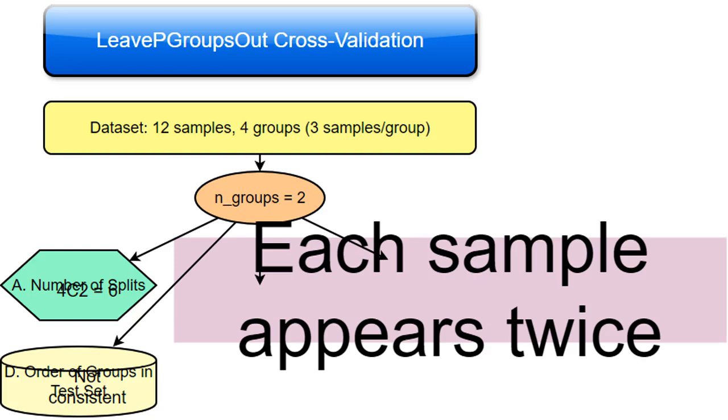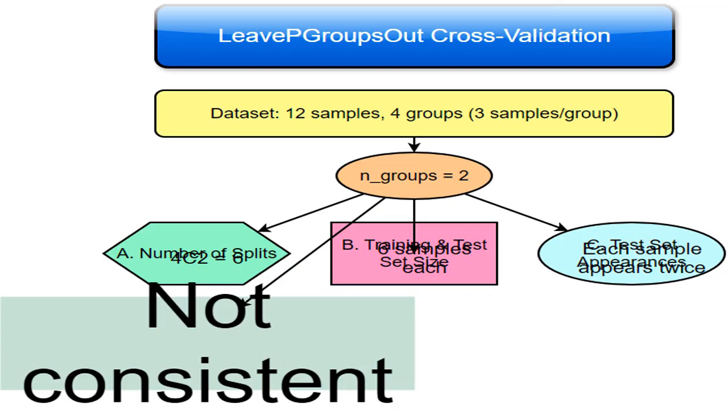The order in which I leave out groups is not set in stone. LeavePGroupsOut doesn't pick a specific sequence. It considers all possible combinations. I won't always leave out the same groups first. The order changes across different splits.